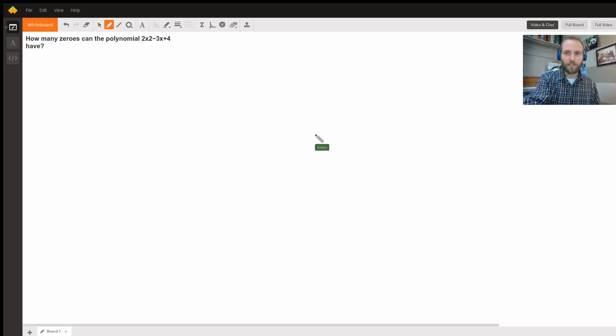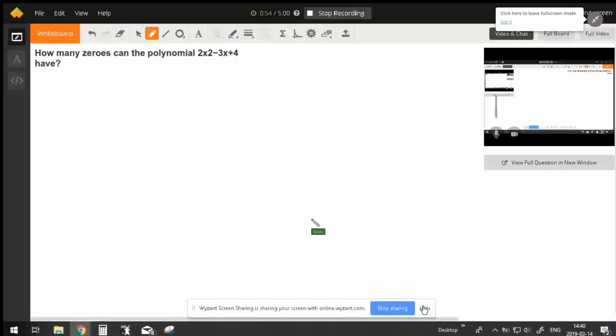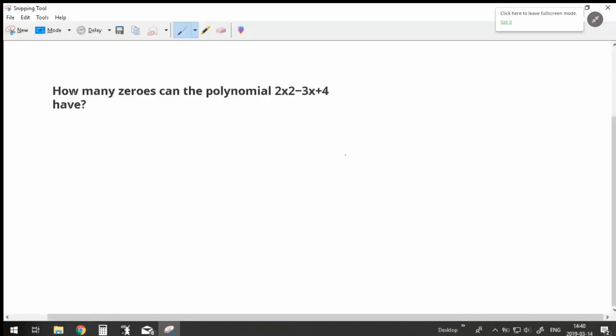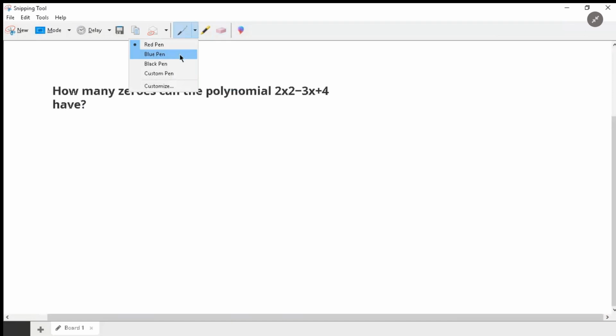Share my screen so that you can see what I'm seeing, because my graphics tablet actually doesn't work with the Wyzant platform. All right, here we go. So let's write the polynomial as we would actually see it in a textbook. So if we have 2x squared minus 3x plus 4, this is the highest degree, right? This is degree 1. We could think of this as degree 0. What we care about is this.